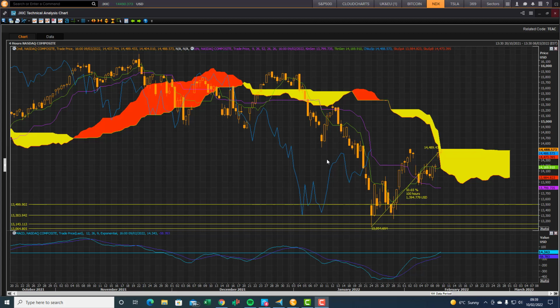Good morning, traders. Richard here doing a quick Ichimoku cloud chart market update on the Nasdaq Composite Index today. We've got the 4-hour Ichimoku cloud up after a nice rebound from this cluster of cloud chart support levels.